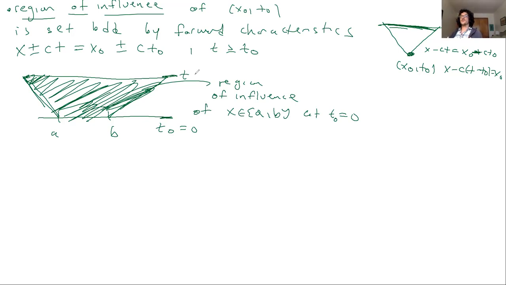So just two different perspectives of how a point is influenced by initial conditions that precede it, and also how the solution at a particular point is going to influence the solution at a future point in time. Okay, so that's a couple of definitions.